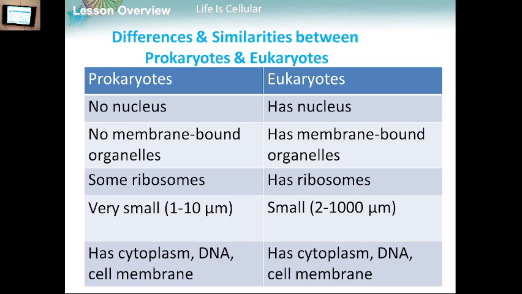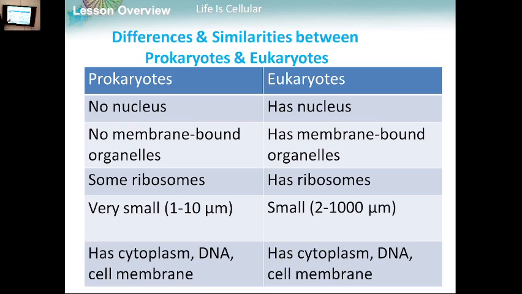These are some differences and similarities between the prokaryotic cells and eukaryotes, so make sure to compare between the prokaryotes and eukaryotes clearly. So, for the prokaryotes, there is no nucleus, while in eukaryotes there is a nucleus. There are no membrane-bounded organelles in the prokaryotes, while in eukaryotes we have membrane-bounded organelles. Okay? We have ribosomes in the prokaryotes, while eukaryotes have ribosomes mainly.